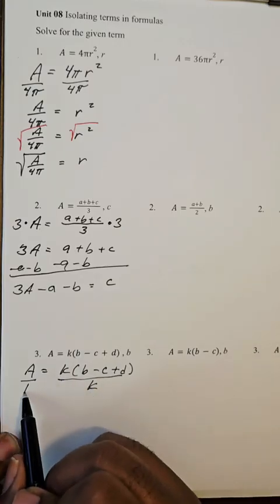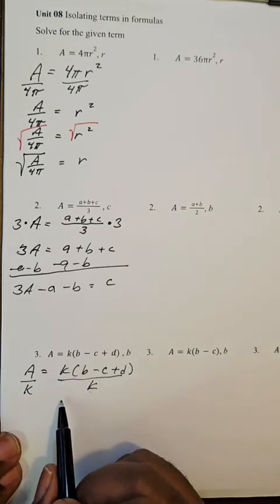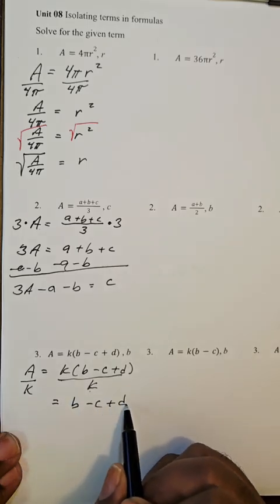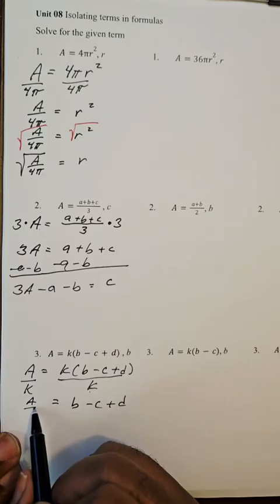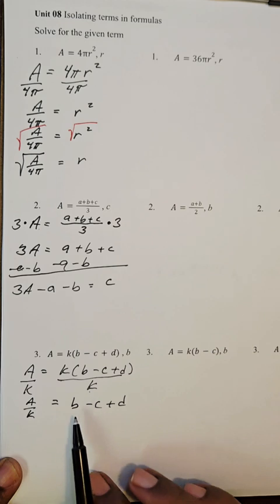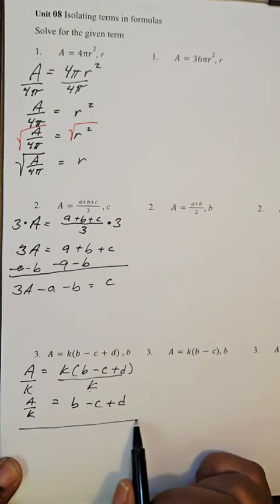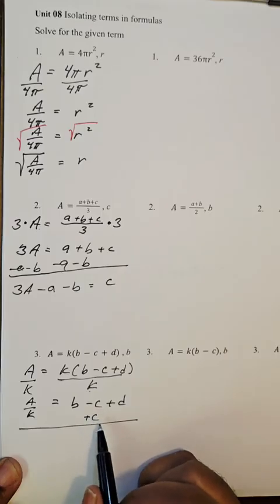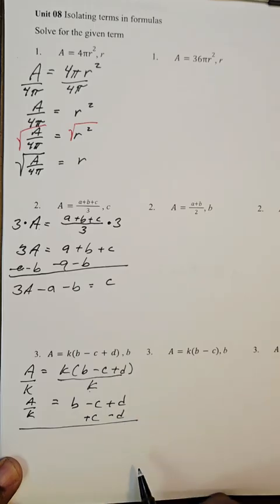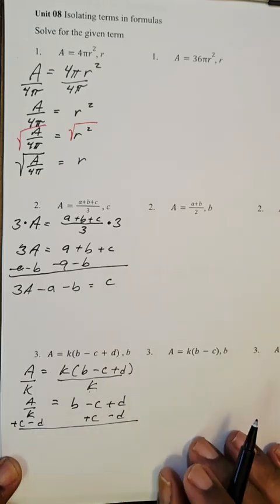Whatever you do on one side, you also do on the other side. So I put another dividing k into the A. So these two k's are eliminated, and you're left with b minus c plus d. And over here, you're left with A divided by k. Next, we want to isolate the b, so we want to get rid of the subtracting c and the adding d. The way that we're going to get rid of the subtracting c is put adding c. This will cancel it. And to get rid of the adding d, put a subtracting d. Now, what you do on one side, you do on the other. So put adding c here and a subtracting d there.